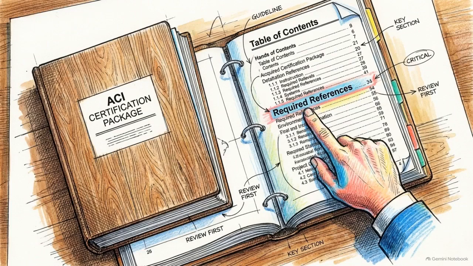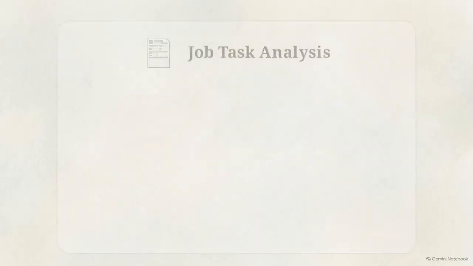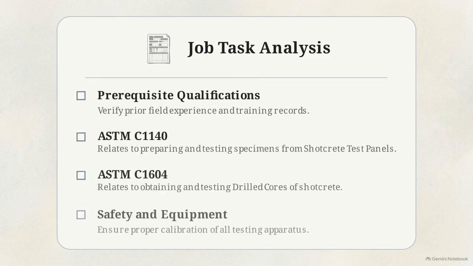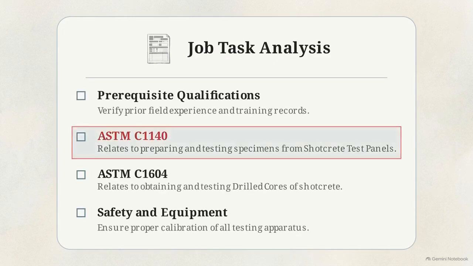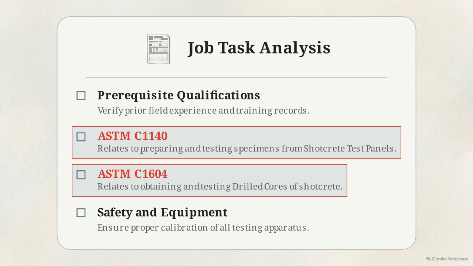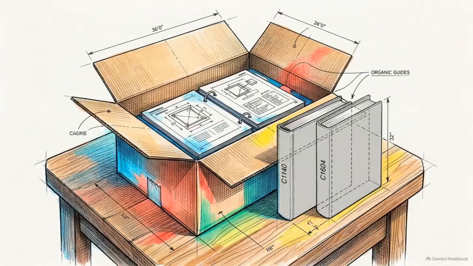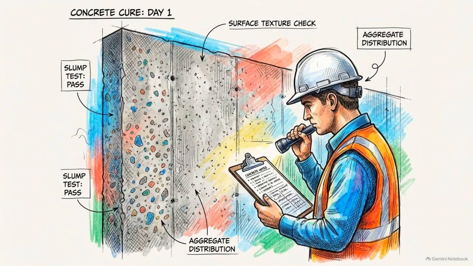When preparing for ACI certification, candidates immediately encounter a specific limitation built into the reference package. The job task analysis strictly requires you to know two specific ASTM standards, ASTM C1140 and ASTM C1604. But the full text of those documents is intentionally left out of your study materials. You are expected to understand how these standards govern the inspection process.